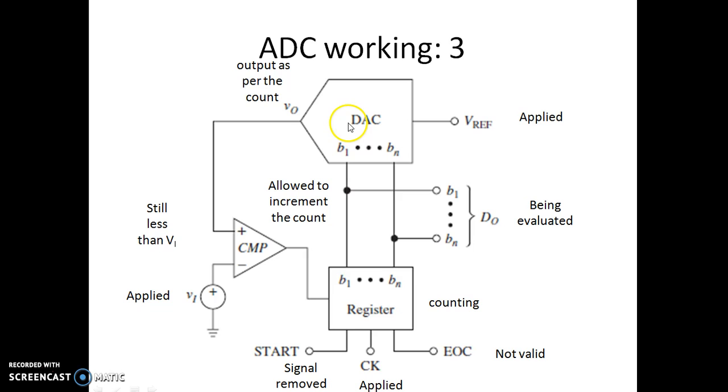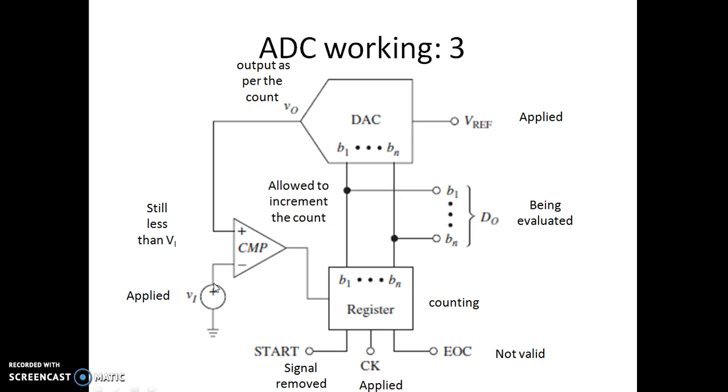You have removed the start signal because you have initiated the counter, and it is counting. It is still evaluating. The output is as per the count here. Still it is less than Vi. Now this allows the counter to increment. So this signal, whatever you're getting from the comparator, is allowing your counter to up count. It keeps on counting. You can see this is still in the loop because this voltage from the DAC, whenever it is compared with this, is still less than the applied input voltage.